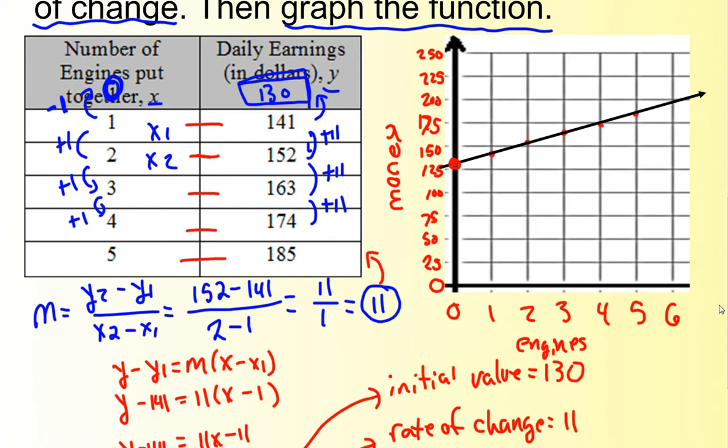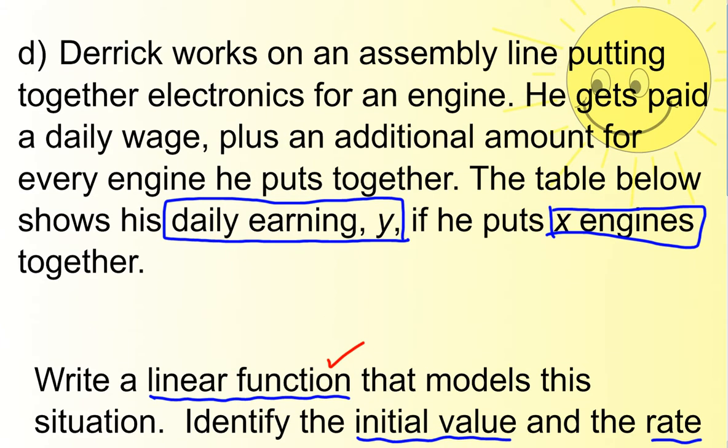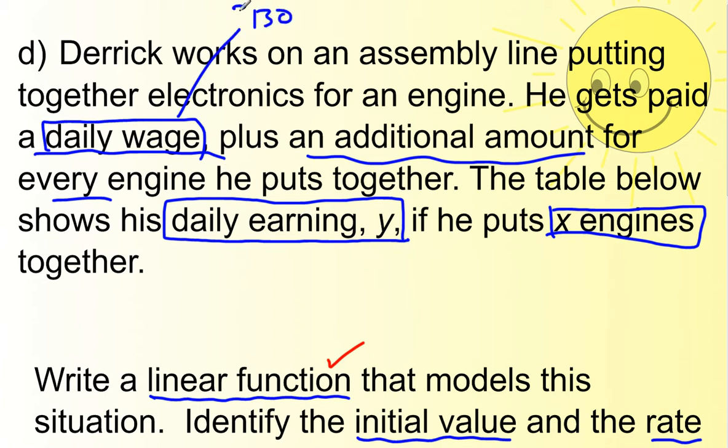All right, so hopefully you found the initial value here would be, since we're talking about the number of engines he puts together and the money, this initial value would be how much money he makes after he's put no engines together. He's done no work. He gets paid 130 bucks. So that would be, he gets paid a daily wage plus an additional amount for each engine. That 130 bucks is his daily wage. That 130 bucks is how much he gets paid whether he puts any engines together or not. He shows up to work that day, he's conscious, he gets paid 130 bucks.